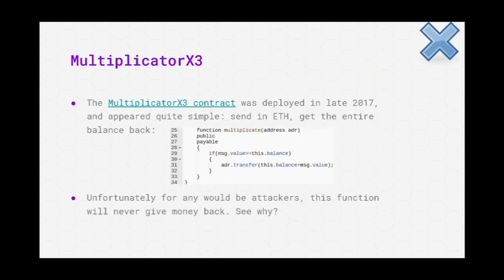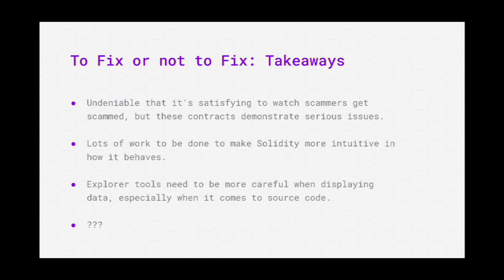And the last one I'm going to talk about is the multiplicator contract. This thing was deployed in late 2017. It was one of the first ones out there. But the trick in this contract was that if people didn't know this.balance was updated as soon as this function started, they wouldn't realize that message.value, the amount that I'm sending in, could never actually be greater than this.balance on the contract. So you'd send in more money than what was in the contract, expecting to get all your money back out, and it wouldn't work.